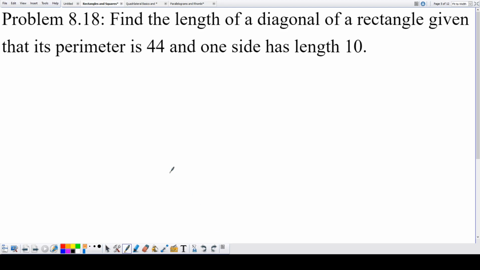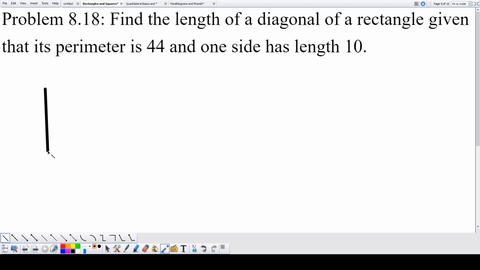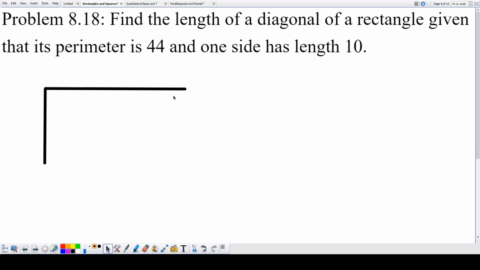Alright, so after a couple proof problems, now we have a more practical application problem. Find the length of a diagonal of a rectangle, given that the perimeter is 44 and one side has a length of 10. Okay? So let's draw our rectangle.